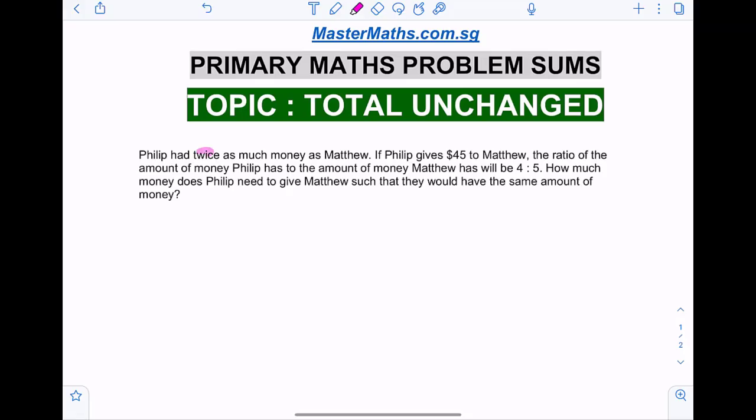Philip had twice as much money as Matthew. If Philip gives $45 to Matthew, the ratio of the amount of money Philip has to the amount of money Matthew has will become 4:5. If, okay, he didn't really give. Okay, so please take note of that. If, look at the if statement there. How much money does Philip need to give Matthew such that they will have the same amount of money?